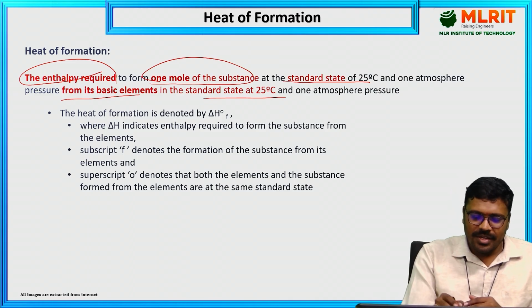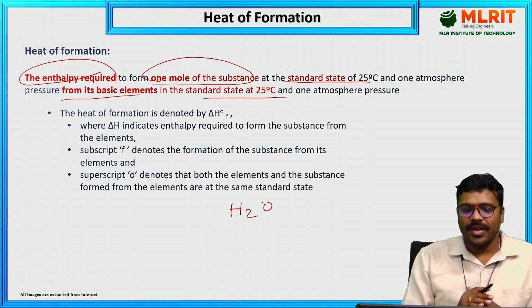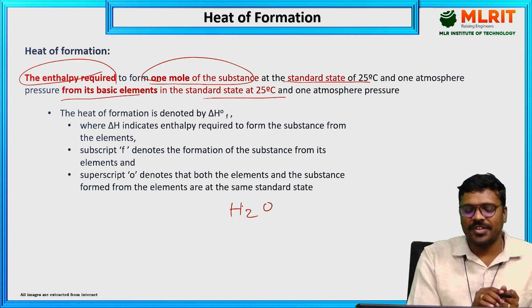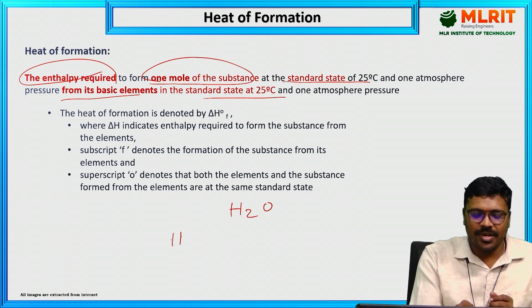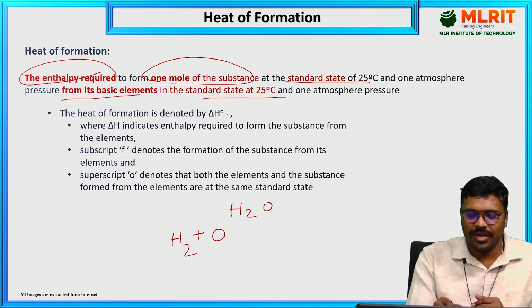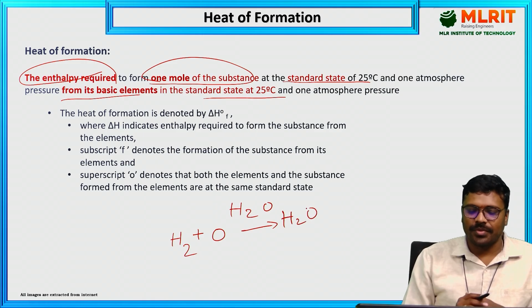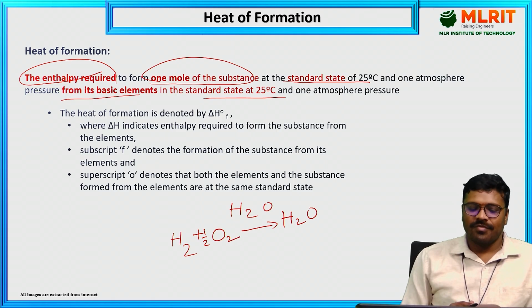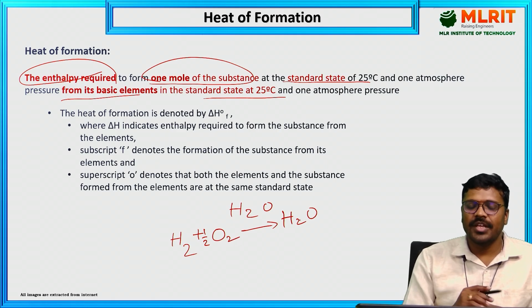Suppose I want to form H2O. How does H2O form? It is formed from hydrogen and oxygen. So the basic elements of H2O are hydrogen and oxygen. If you make a reaction between 1 mole of hydrogen and half mole of O2, you will get 1 mole of H2O.